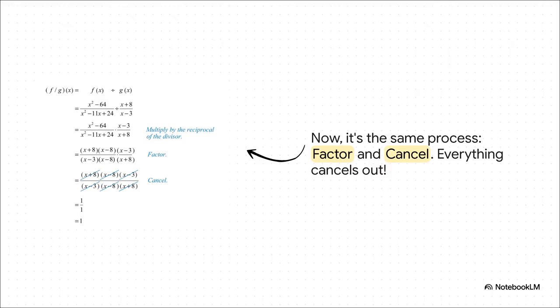So we just follow our mantra. We factor all the polynomials. And then, wait a minute, would you look at that? An x plus 8 cancels, an x minus 8 cancels, and an x minus 3 cancels. Literally everything cancels out, leaving us with just the number 1. I mean, it doesn't get any simpler than that.